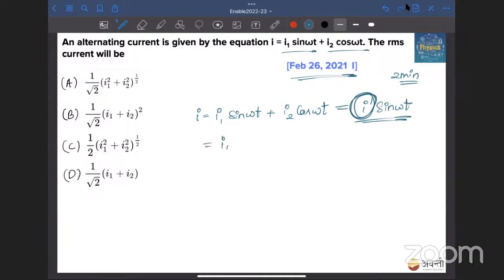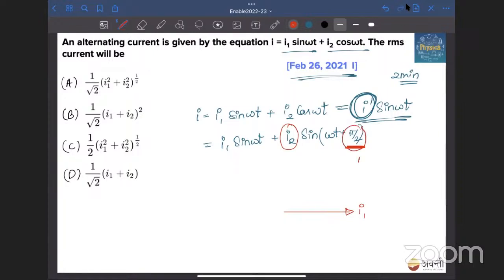Look, I1 sin omega t. Can we write I2 sine of omega t plus pi by 2? Correct. We can write it like this too, right? Now from here, I can say if this is the I1 current, then I2 current is flowing with an extra pi by 2. Meaning the I2 current is running ahead of this current by pi by 2. Ahead means leading.